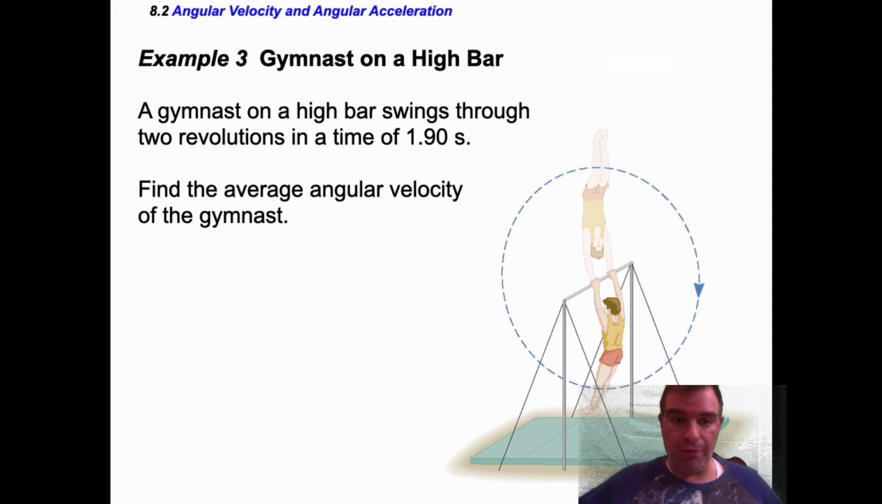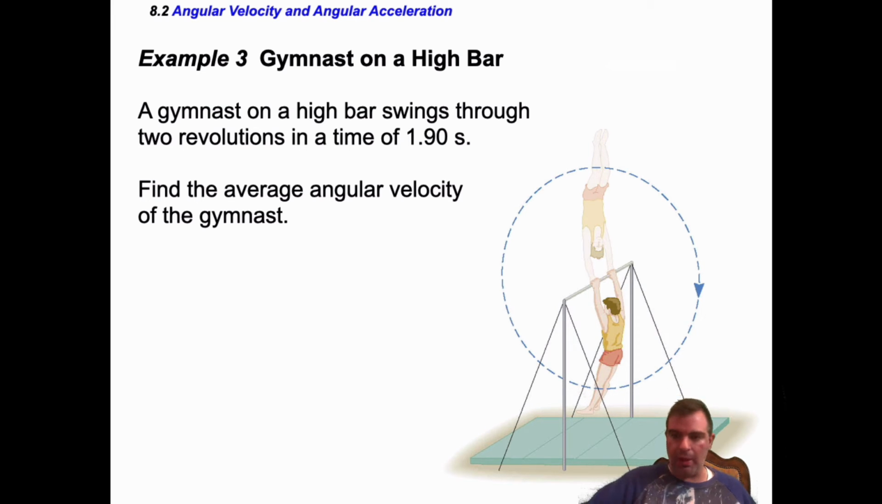Let's try to solve a first one. We have a gymnast on a high bar who swings through 2 revolutions in a time of 1.90 seconds. Find the average angular velocity of the gymnast. First of all, let's look at the picture very quickly. Look at the direction of the arrow. Is that clockwise or counterclockwise? That is clockwise, and if you remember correctly, clockwise is always given by negative.